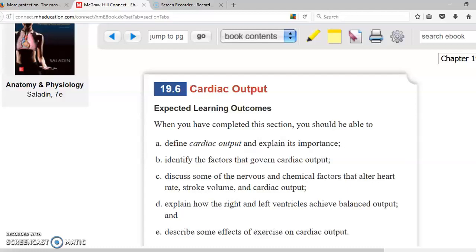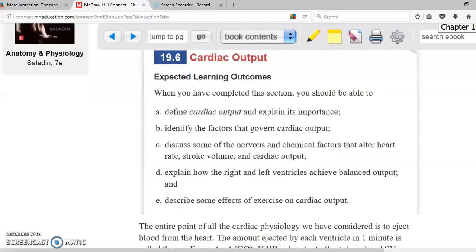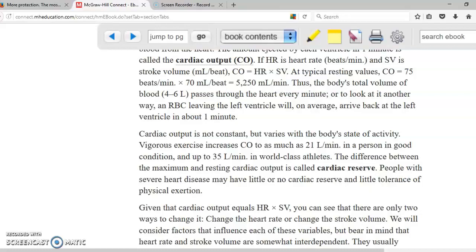Okay, the next topic we are going to talk about is cardiac output. Cardiac output is basically the amount of blood that comes out of the heart every single time the heart pumps. The cardiac output depends on two variables, heart rate and stroke volume. Heart rate is how many times your heart is going to pump the blood per minute, and the stroke volume is the volume the left ventricle pumps out. So cardiac output is stroke volume times heart rate.